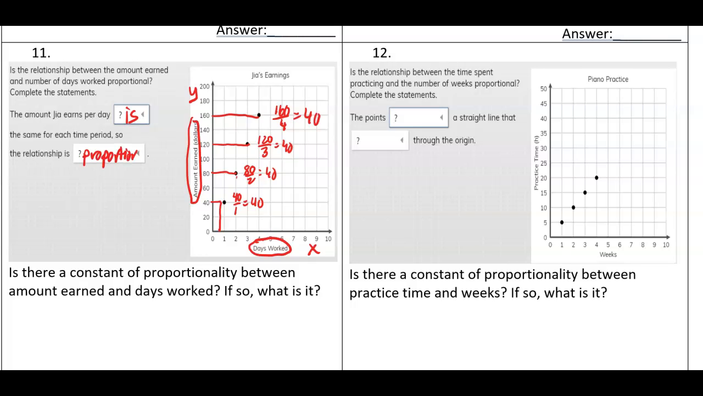And the constant of proportionality is the same, so she earns $40 per day. All right, you're now going to do number 12.